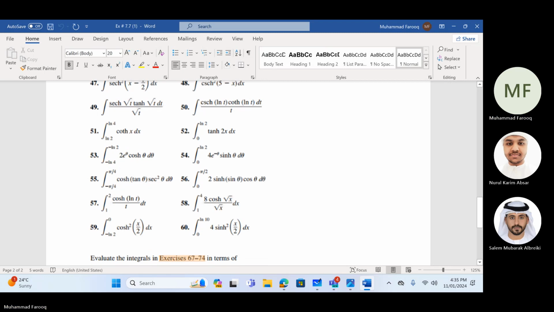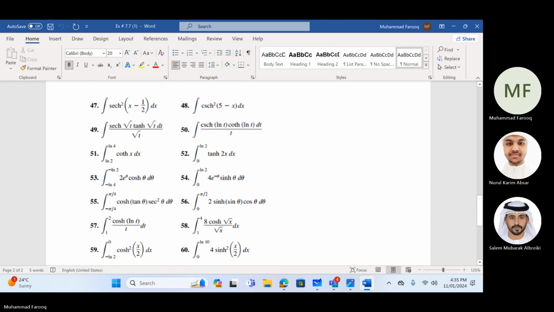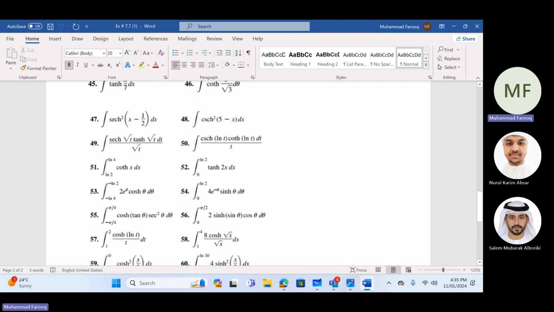Okay, before I go to that question, which I am particularly interested in, let's take a normal question so that you can understand this: integration of hyperbolic functions. Let's take question 52, please. We have to discuss question 52 now.